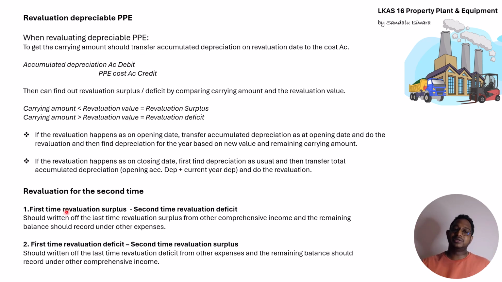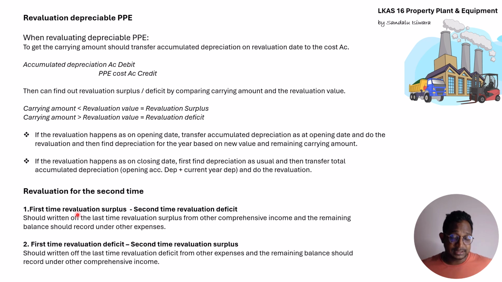And when it comes to revaluation for the second time, first clear this. Let us say that the first time you got a revaluation surplus, and the second time you are also getting a revaluation surplus. That doesn't matter. You can record it in the normal way you record a revaluation surplus. And also assume that the first time you got a revaluation deficit, and the second time you got a revaluation deficit as well. Same thing, you record it the way you record a revaluation deficit.